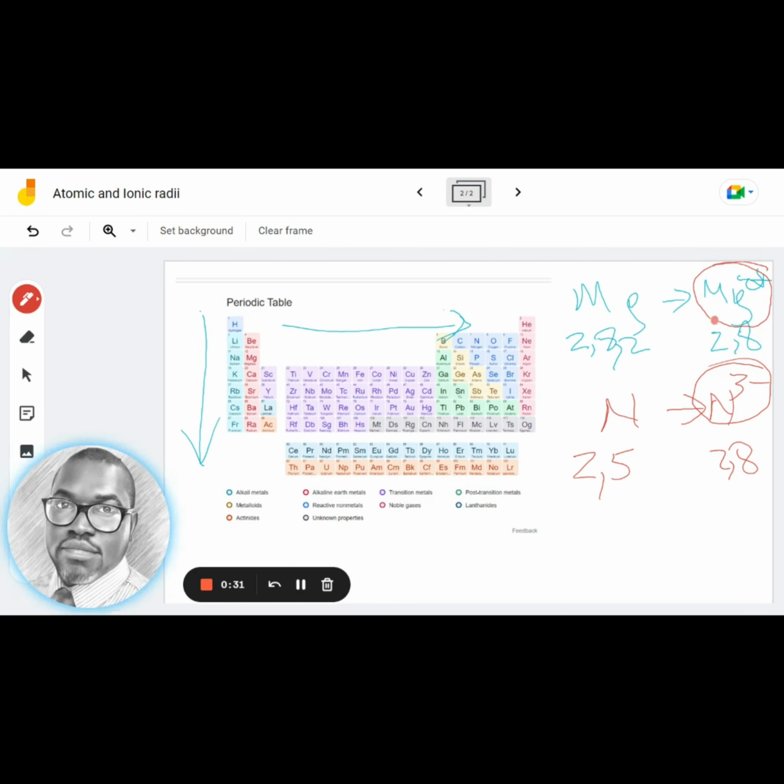Notice here that both of them are 2, 8, so they have the same number of shells. But the difference in ionic radius has to do with the effective nuclear charge on each of the two species. One losing electrons, having a greater effective nuclear charge. One gaining electrons, having a less effective nuclear charge. And that influences the size of the ion.